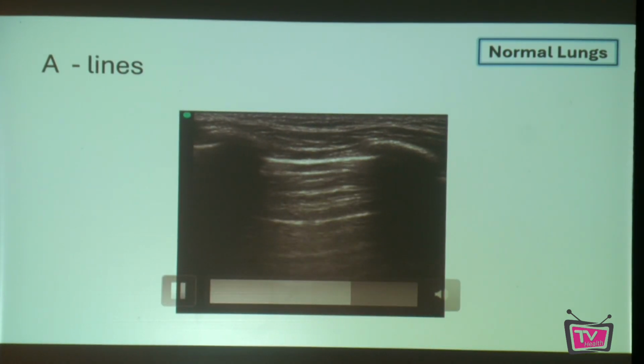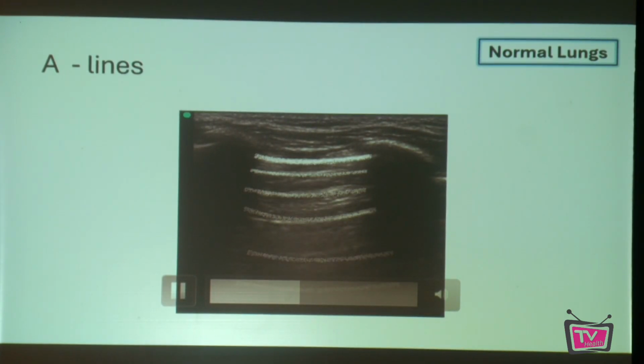And this is the classic A profile. These are nothing but the reverberation images. You can see the A line is equidistant from the skin surface to the pleura, and again A lines. So these A lines are multiple reverberation images.